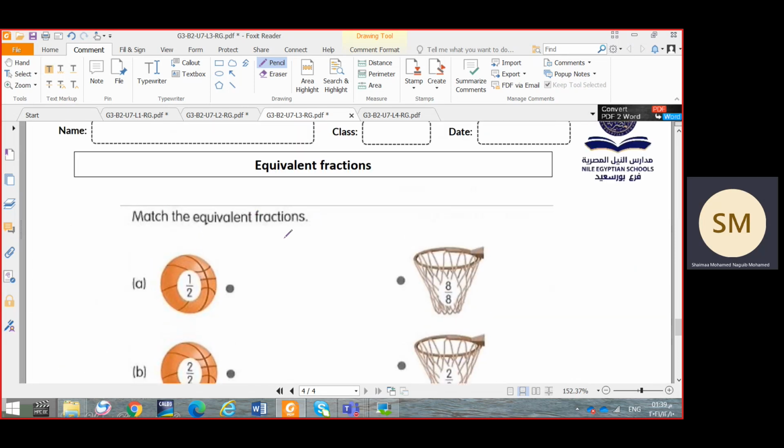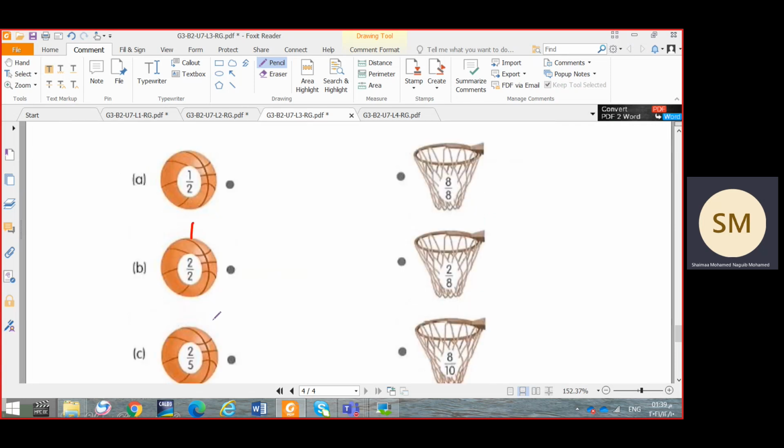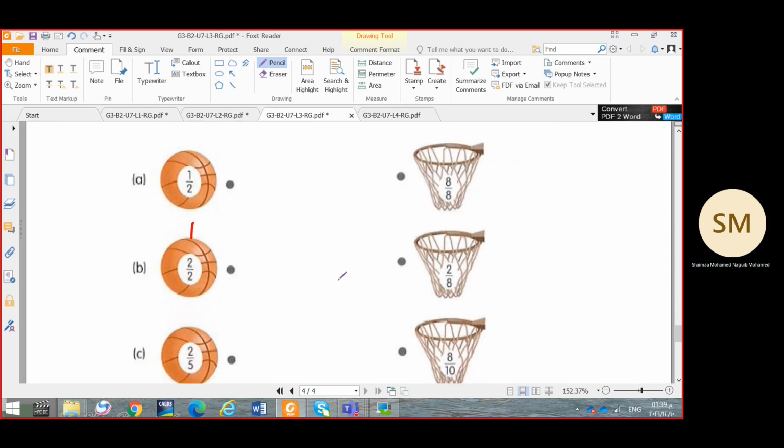Match the equivalent fraction. How can I do that? It's not a big deal. I will say to myself, I know half is 2 over 2, it makes 1. If I see 8 over 8, it will make 1 also. How can I get that, miss? I will go to the net of the basketball. 8 over 8 equals what? 1. Okay, and I will match it with this, because 2 over 2 equals 1.